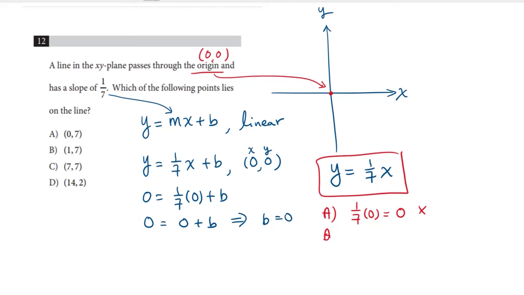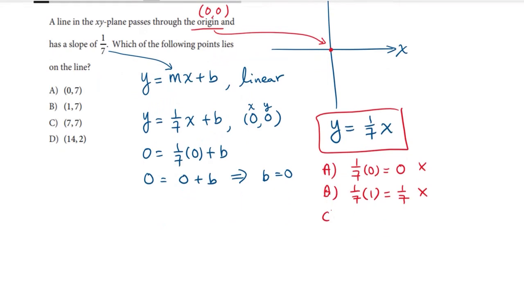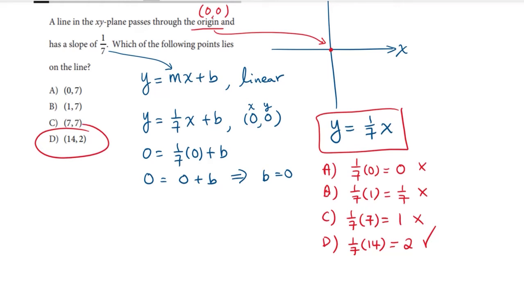B, 1/7 times 1, is that 7? No, it's not. So C, 1/7 times 7 is 1, which is not 7. That's not the answer either. Let's try the last one. 1/7 times 14, which is 2. And that is correct. So the answer is D.